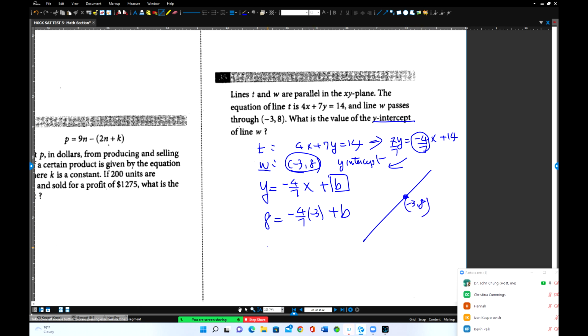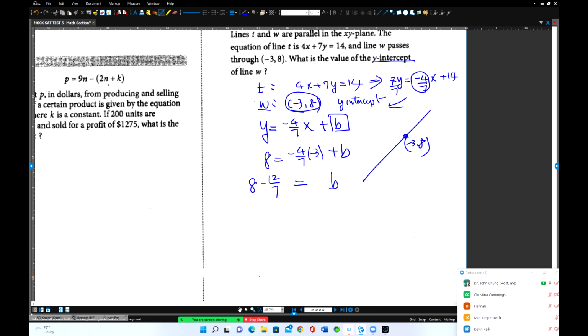Now find b. b equals how much? This is 12 over 7, right? So 8 minus 12 over 7, isn't it? That is 56 over 7 minus 12 over 7. That is the value of b. b equals how much? 44 over 7, right? That's the answer.